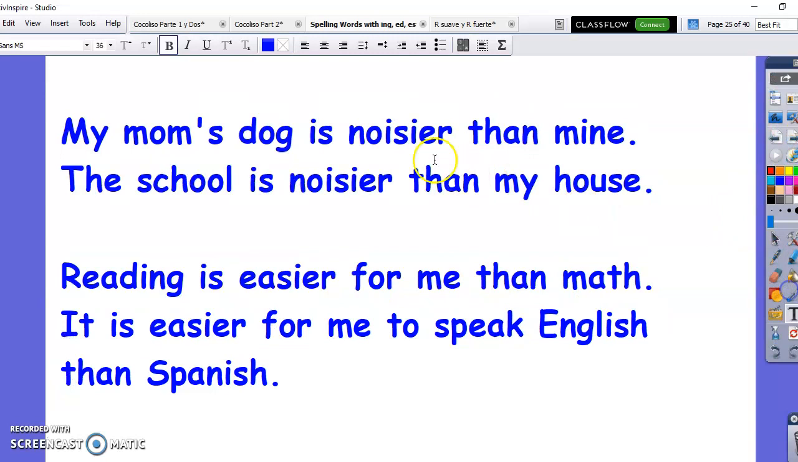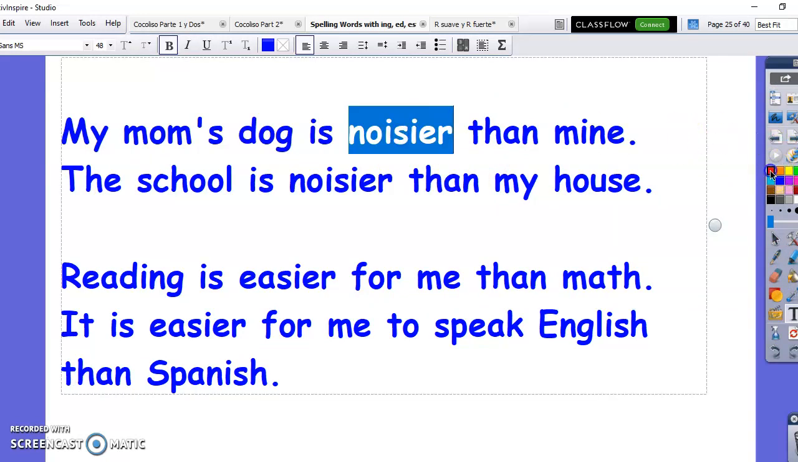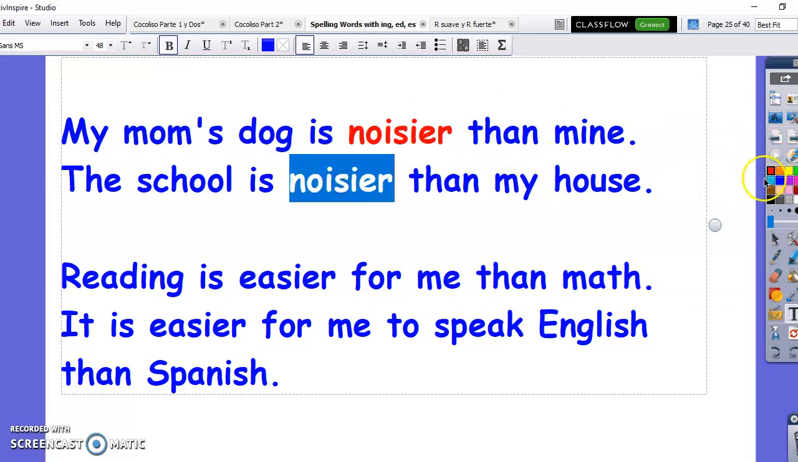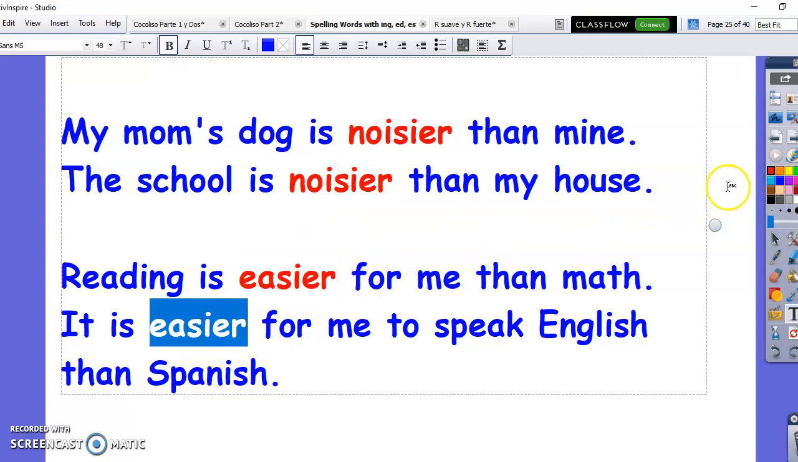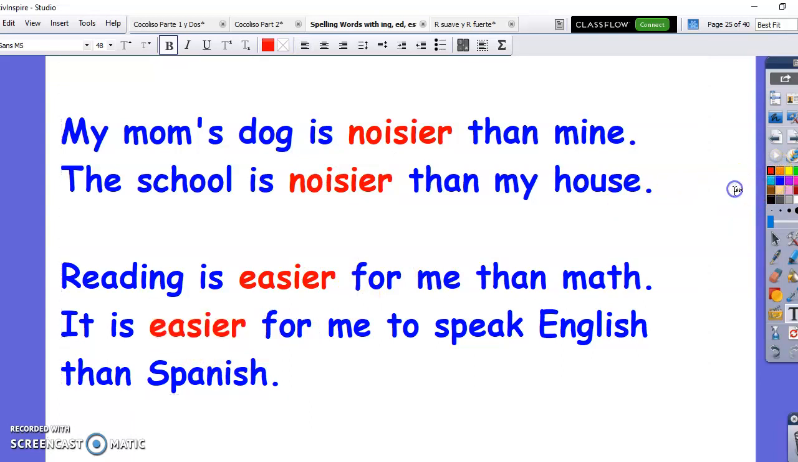Again, I just wanted to highlight the spelling words there. And I'm giving examples of how to use these words in sentences because for their assignment today, the kids are going to write sentences using each spelling word, all 10 of them. So they're going to write 10 sentences in all.